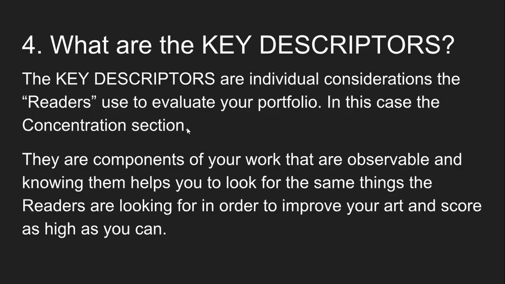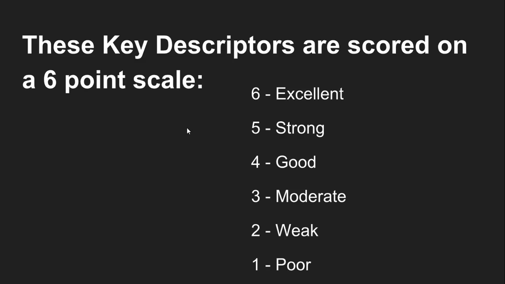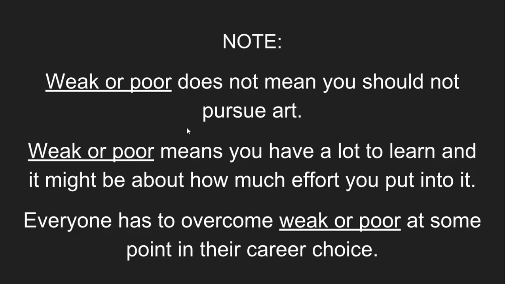They are components of your work that are observable, and knowing them helps you to look for the same things the readers are looking for in order to improve your art and your score as high as you can. Think about it. If you know what they're looking for, you can give it to them. These key descriptors are scored on a 6-point scale, 6 being excellent, strong, good, moderate, weak, and 1 being poor. Note, weak or poor does not mean you should not pursue art. Weak or poor means you have a lot to learn, and it might be about how much effort you put into it.